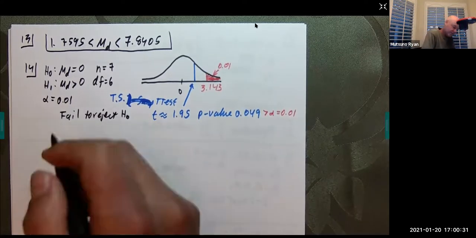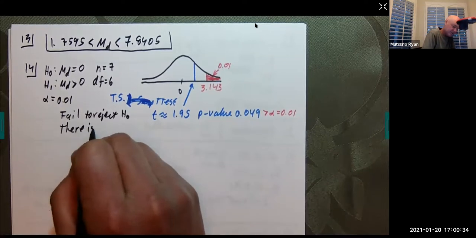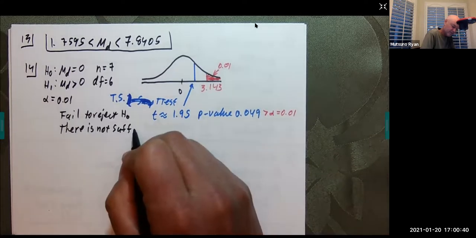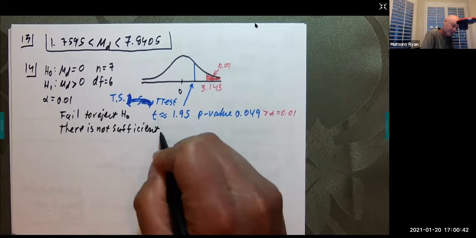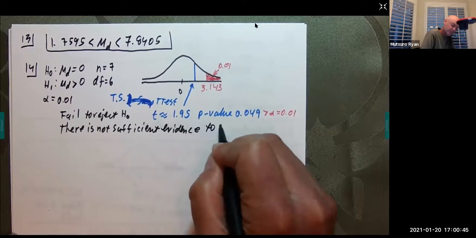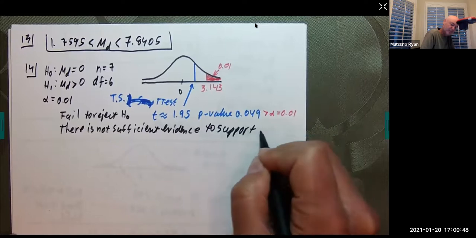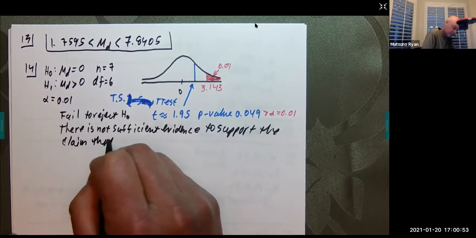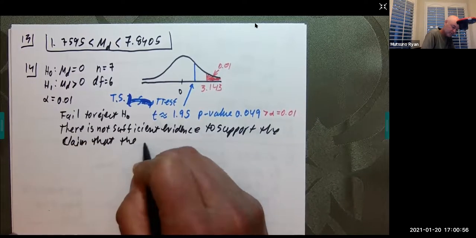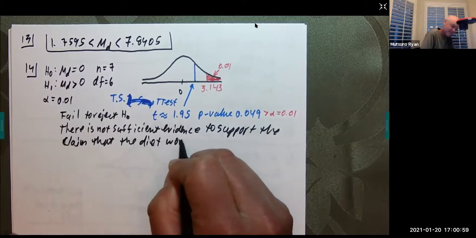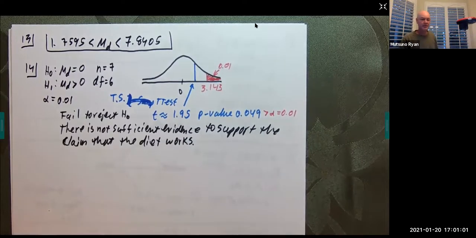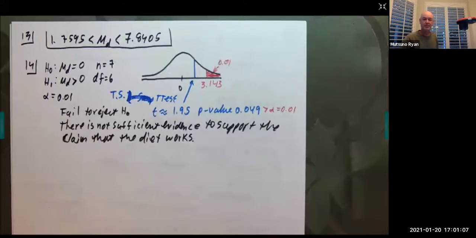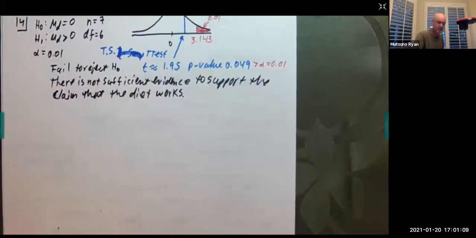And this means that there is not sufficient, I'll write this one out, sufficient evidence to support the claim that it works. Doesn't mean that it doesn't work, it's just there isn't enough evidence to support a claim saying that it does work. And the last one for today, number 15.